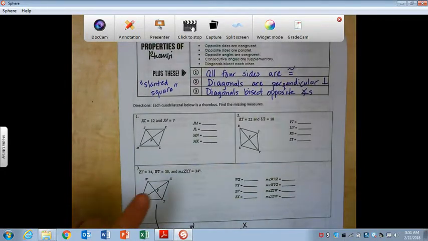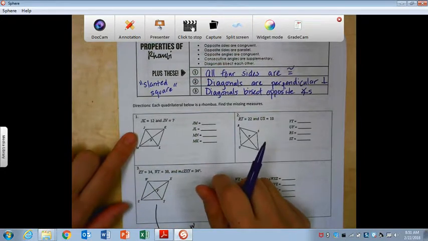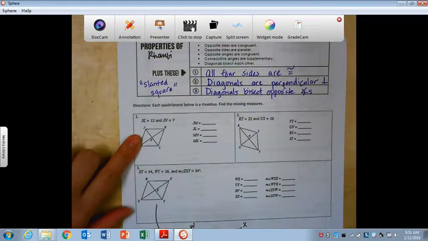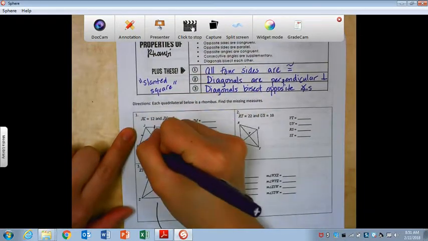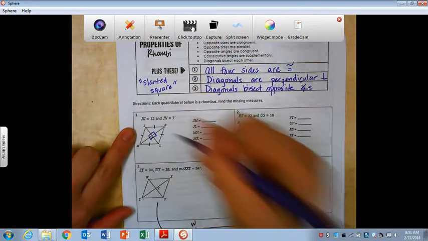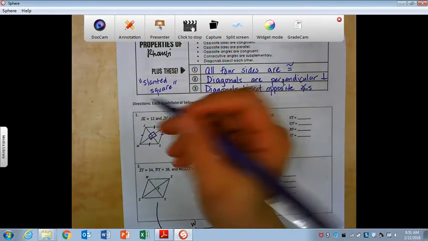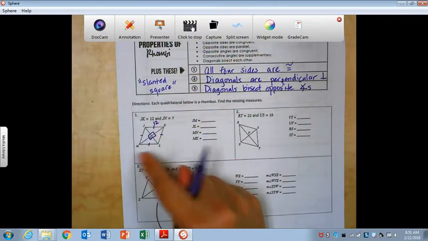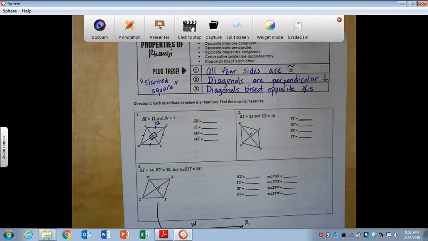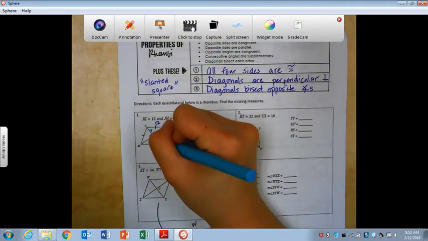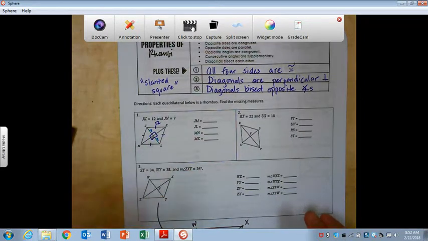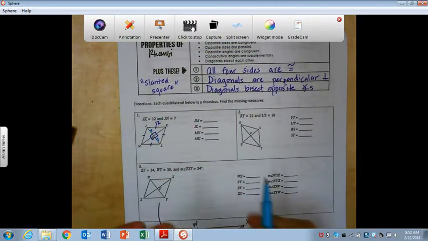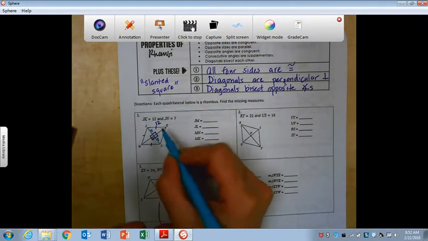Alright, so JK. When I'm working with a rhombus, I mark this first, and I also mark the boxes inside just to remind me. So they say JK is 12, well then everything else is 12. Now they say that JN is 7, so that's 7 and that's 7. Now we've got to do something to find out the other diagonals.